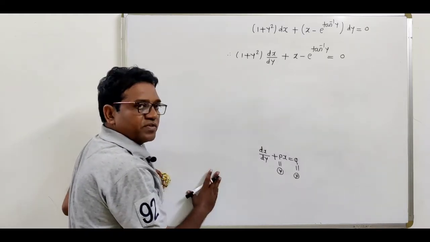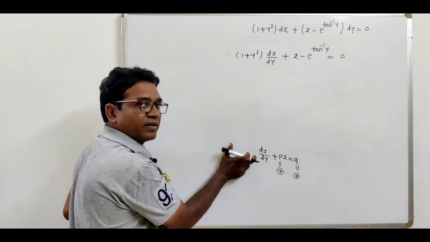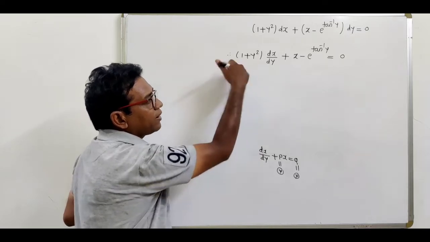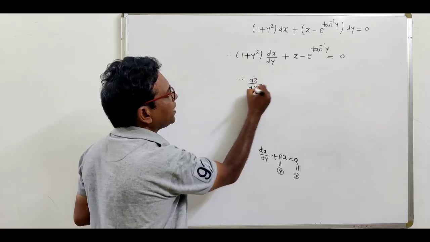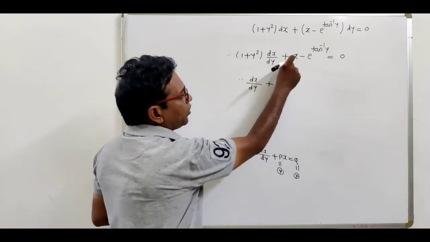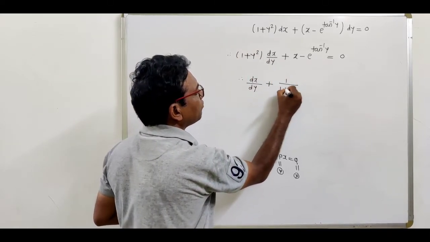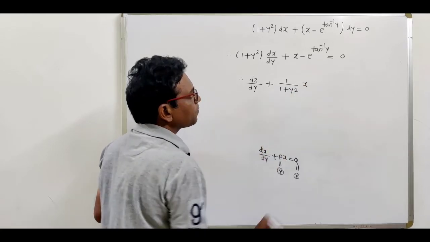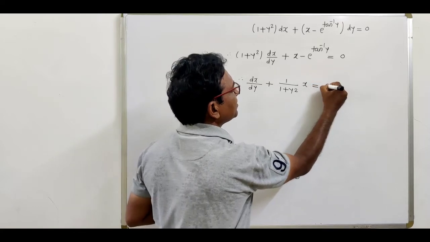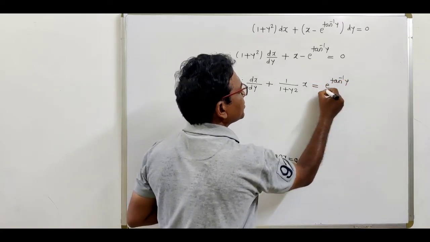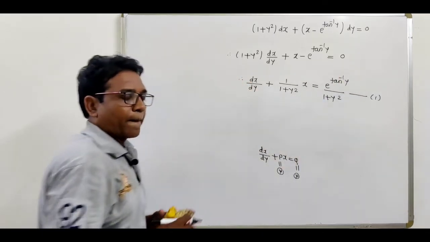Now see what is our next observation. The coefficient of dx by dy should be 1. So again divide throughout by 1 plus y square. So what we get, therefore, is dx by dy plus, now divide the next term by 1 plus y square, so this is 1 upon 1 plus y square into x, and transfer this negative term to this side, so it becomes a positive term. So this is e raised to tan inverse y divided by 1 plus y square. So this is our equation number 1.